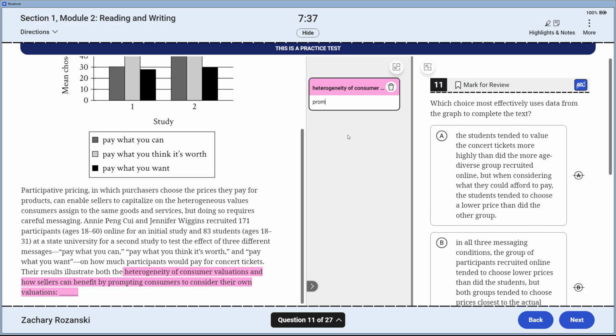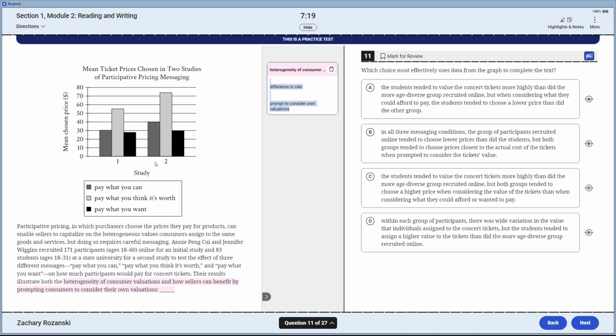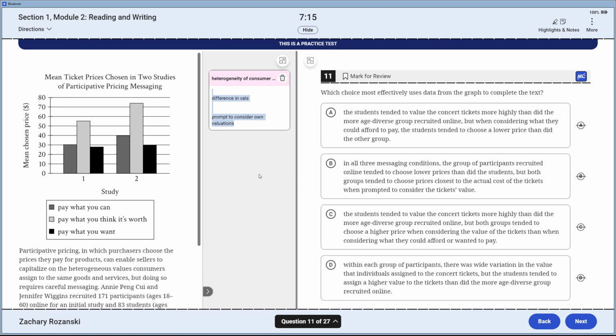So prompt to consider own valuations has to be something that we engage with. And then the other thing that I need to engage with is difference in valuations. So these two things need to be engaged with. That's what the colon is saying. Both of these things. I want to find something to love, somebody to love. All right, let's see if we can squish this over.